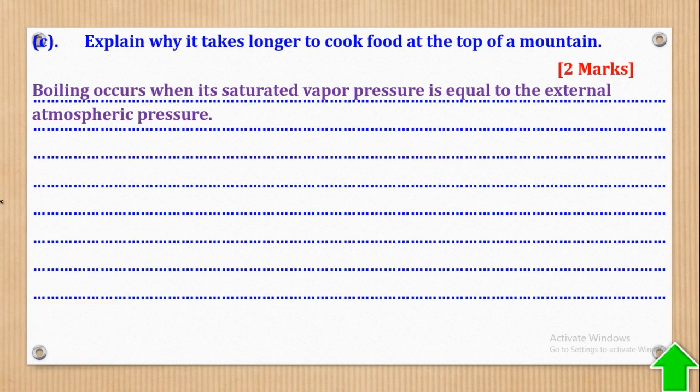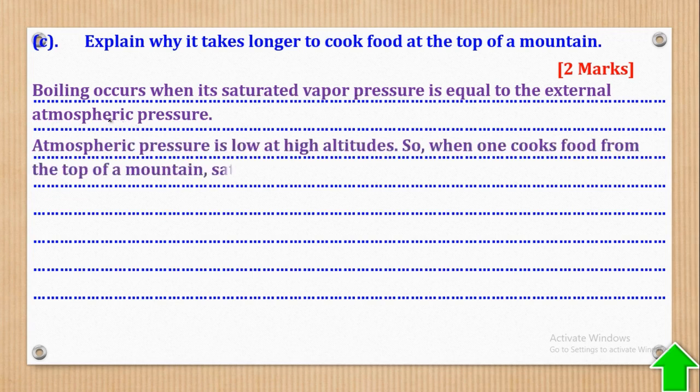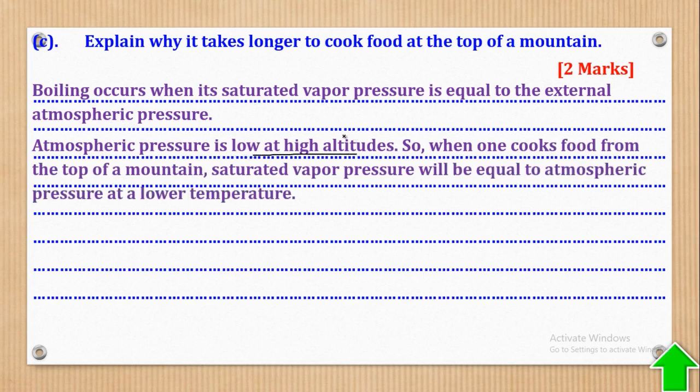First we need to remember that boiling occurs when its saturated vapor pressure is equal to the external atmospheric pressure. And we also need to know that atmospheric pressure is low at high altitude. So what does that mean? It means that when one cooks food at the top of a mountain, saturated vapor pressure will be equal to atmospheric pressure at a lower temperature.